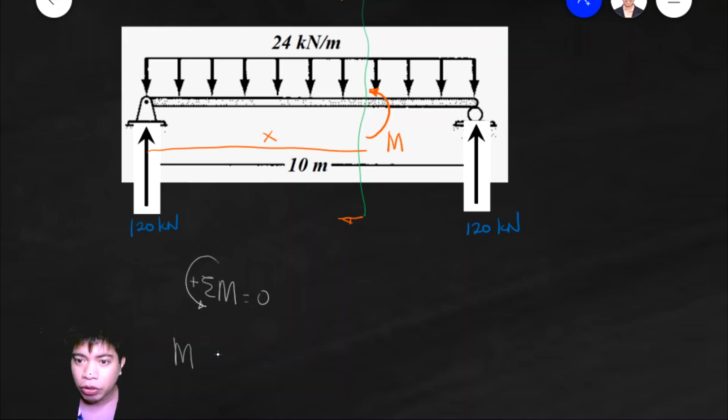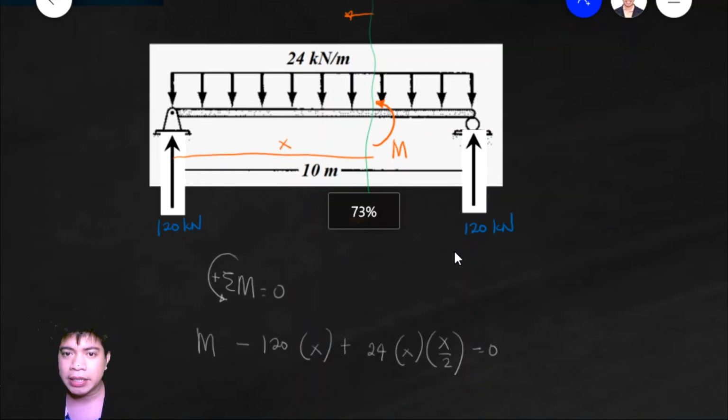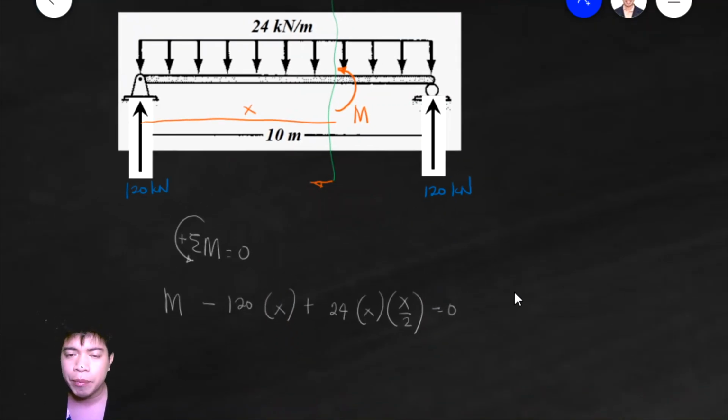Then, minus 120 times X. Okay? So that is minus kasi opposite ng direction. And then plus 24 times x over 2. I hope nagkakaintindihan tayo guys, no? So this is equals to 0. So again, ang kailangan natin guys is actually equation ng moment.